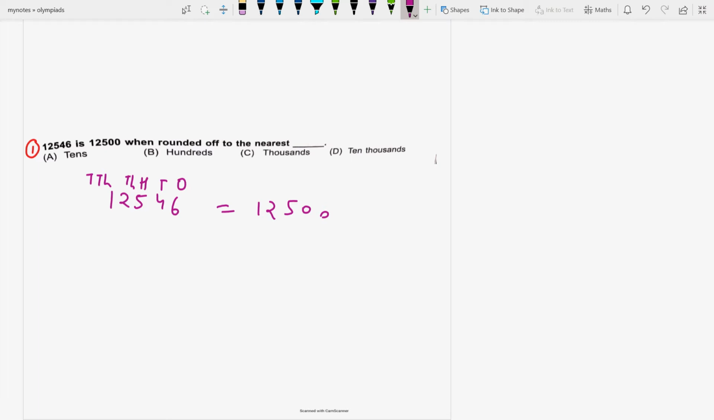It becomes hundreds. When rounded off, it comes to the nearest value of the hundred. See, 12546 and 12500, there is not a big difference. This is 500, this is 550 and this is again 600. That means the difference is around 50 on both sides. So below 550 it will be rounded off to 500 because it is 546, and if it is above 550 it will be rounded off to 600. So when rounded off, it will be rounded off to the nearest hundred, neither thousands nor 10,000s, neither tens.